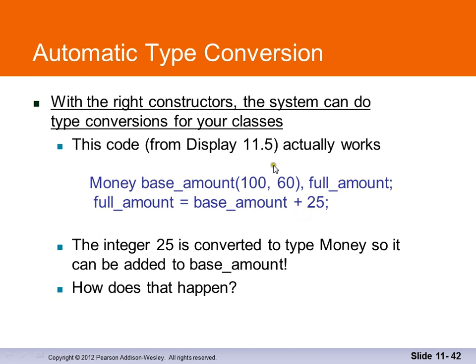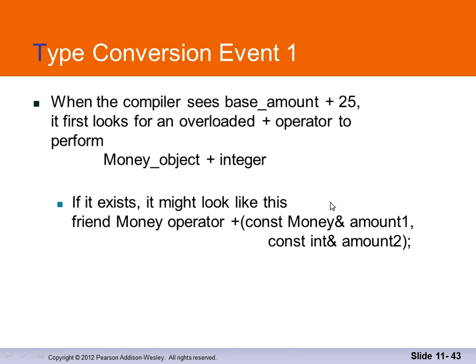Both of them are of type money. This one is of type money, but this one is of type integer. Our function is not defined for an object and an integer. It's defined for an object and an object. However, C++ is kind enough to do the following.